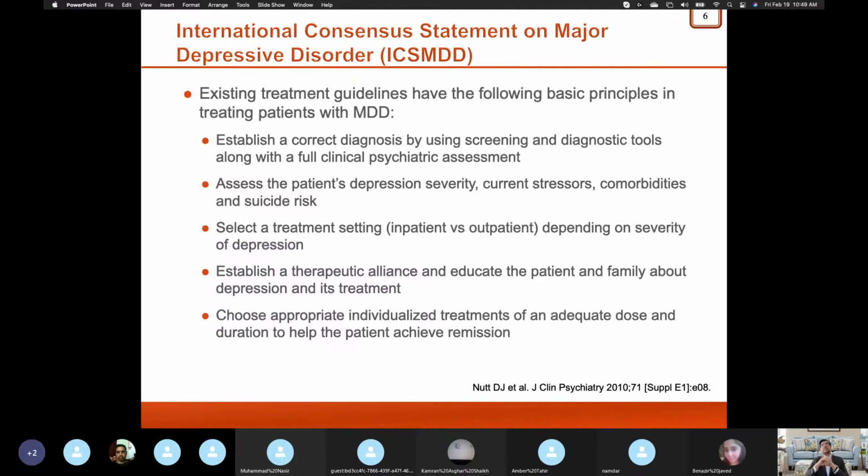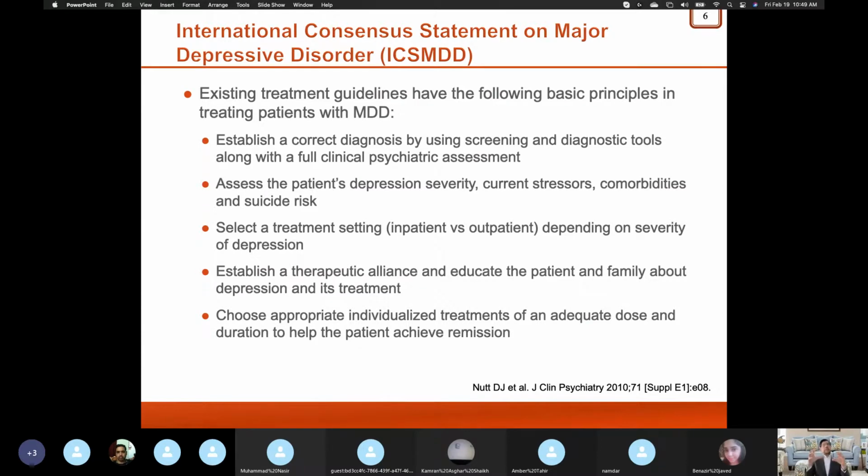International Consensus Statement on Major Depressive Disorder, ICSMDD. Existing treatment guidelines have the following basic principles in treating patients with MDD. One, establish a correct diagnosis by using screening and diagnostic tools along with the full clinical psychiatric assessment.